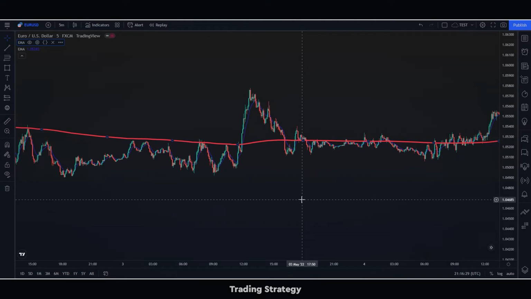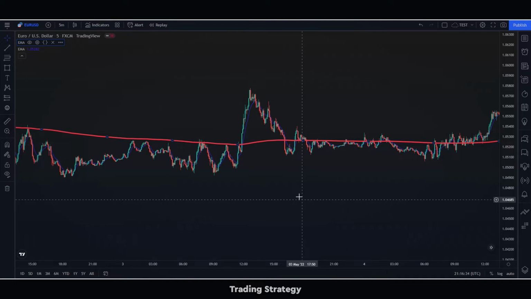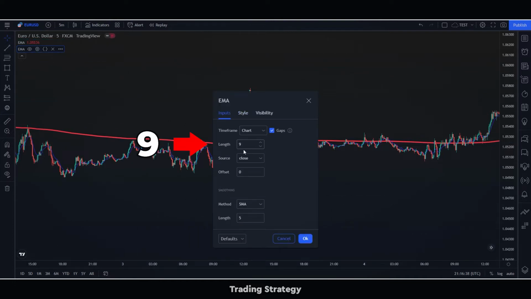Since it will be the EMA that works as a filter, that is, if the price is above the EMA, we will only carry out purchase operations. If the price is below the EMA, we will only carry out sell operations. In case the price is lateral, it is recommended not to operate. The next EMA, we will set it to 9 periods, and we will leave the color as it is.